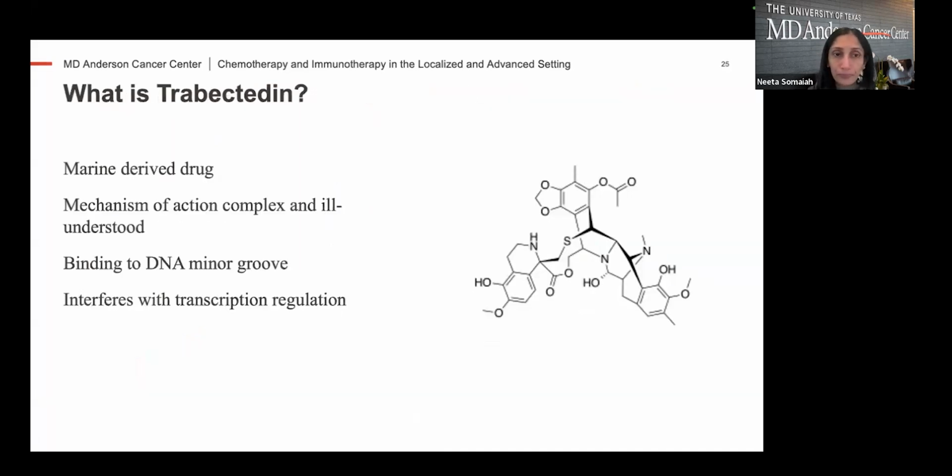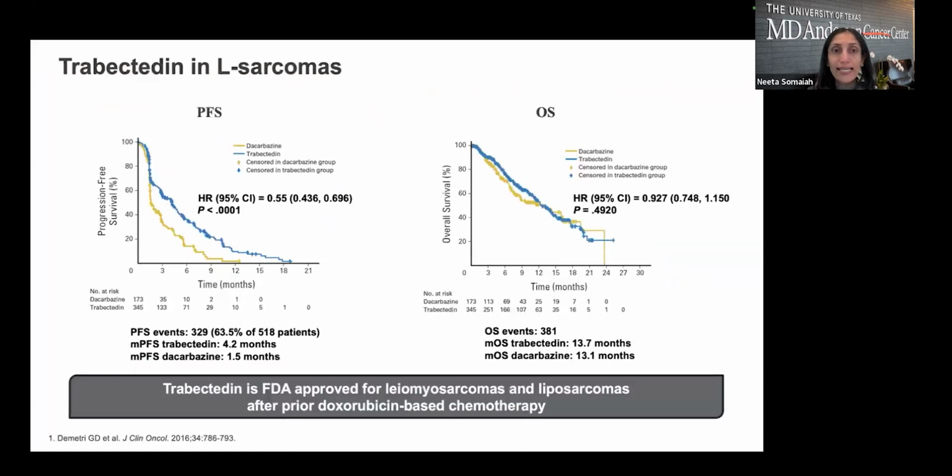diff liposarcoma. Going on to trabectedin, again, also binds to the DNA minor groove. The mechanism of action is not completely known, but it does have activity, and it is FDA approved for L-type sarcomas, which is both liposarcomas and leiomyosarcomas. We did a combined, not all soft tissue sarcomas, but in this trial, we combined the two types of sarcomas, which start with L for no other reason except that they both start with L, leiomyosarcomas and liposarcomas, but they fall under soft tissue sarcomas.